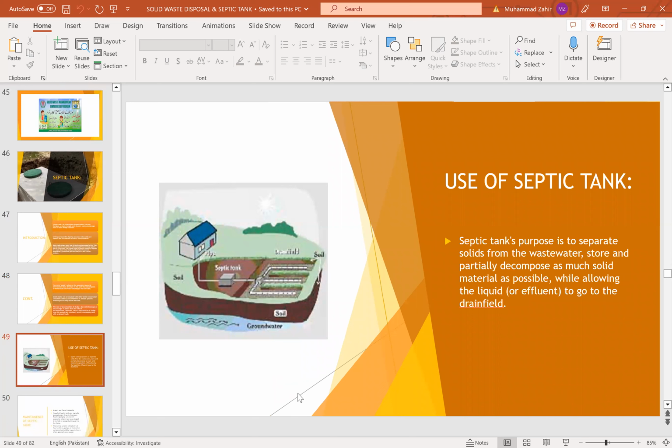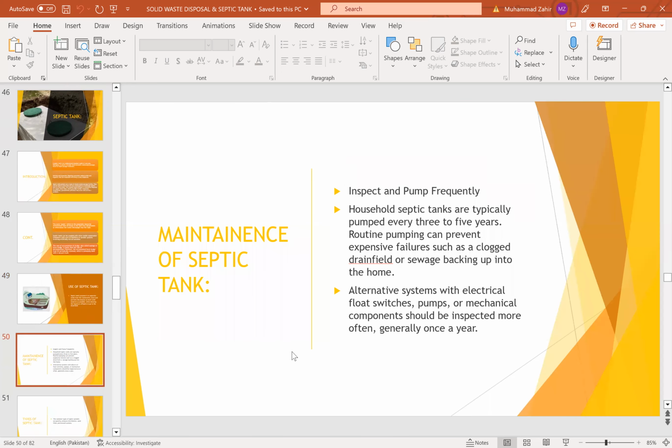So you can see this is a picture of the home and the septic tank and further things. I will describe them in the next slides. What is the use of a septic tank? The septic tank's purpose is to separate solids from the wastewater, store and partially decompose as much of the solid material as possible, which allows the liquid or effluent to go to the drain field. It is the drain field.